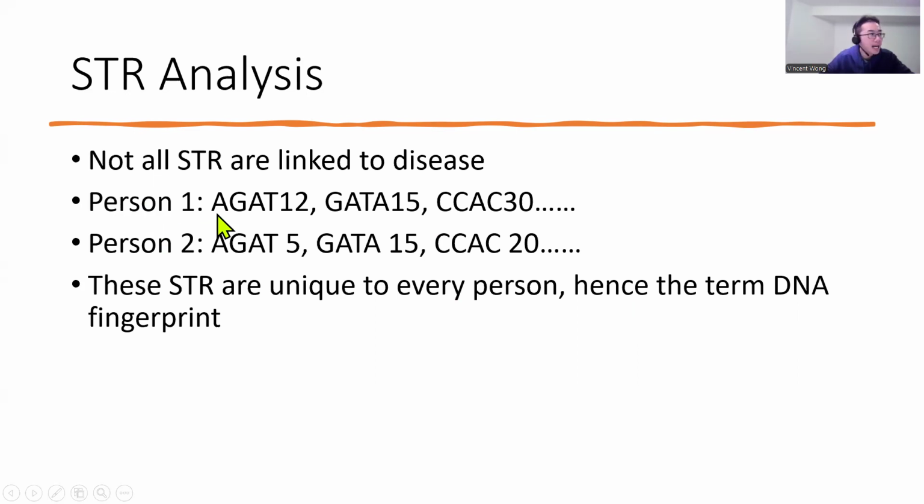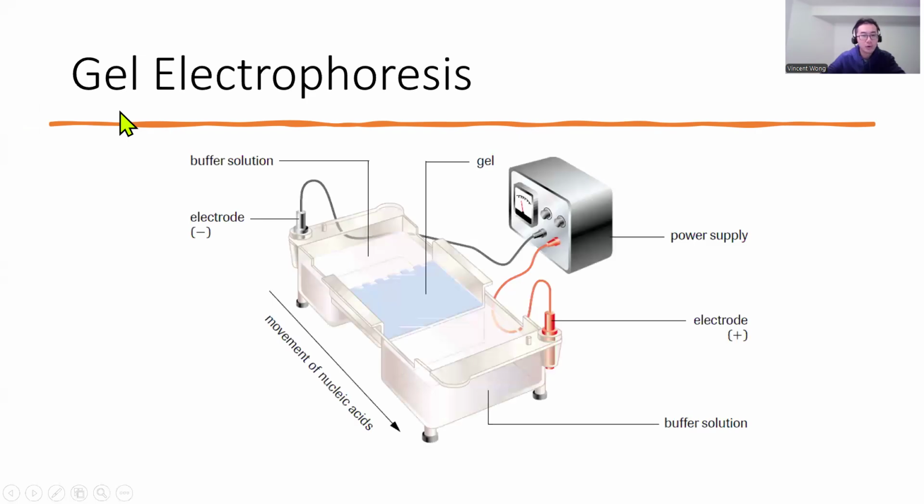So let's say this person has AGAT, right? That's repeated 12 times. Someone else might have the same one repeated 5 times, and so on and so forth, right? So each person is going to have a unique set of STR lengths. So if we can separate them based on the size, then we can create a unique barcode that will be only for that particular person. Okay. But to create the barcode, we will need a method to separate DNA based on size and length. That technique is called gel electrophoresis.